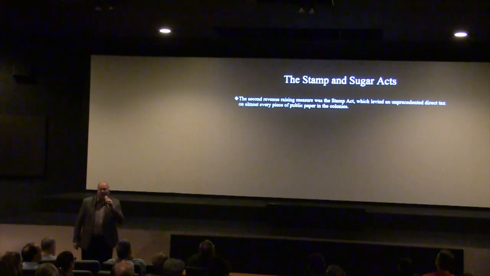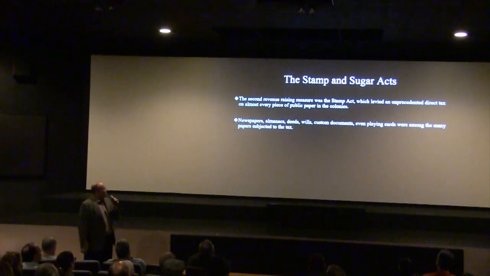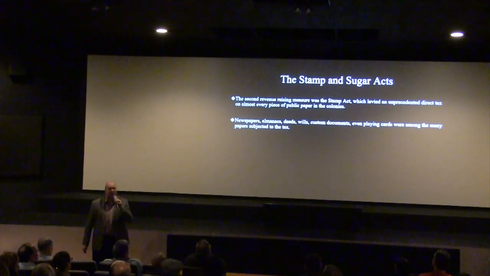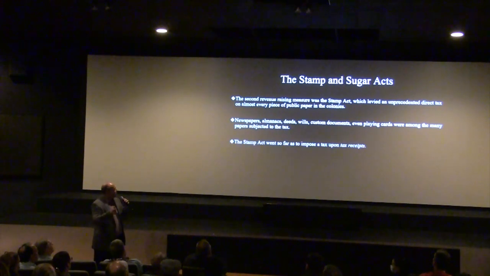The second revenue measure, and perhaps the more famous one, is the Stamp Act, which levied an unprecedented direct tax on every piece of public paper in the colonies. Newspapers, almanacs, deeds, customs documents, even playing cards were among the papers subject to the tax. Now, in true government fashion, the Stamp Act even required a stamp on tax receipts. God bless government.